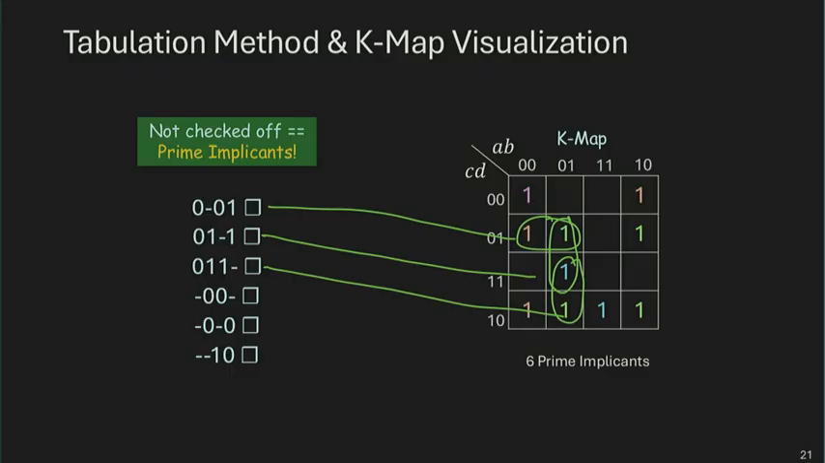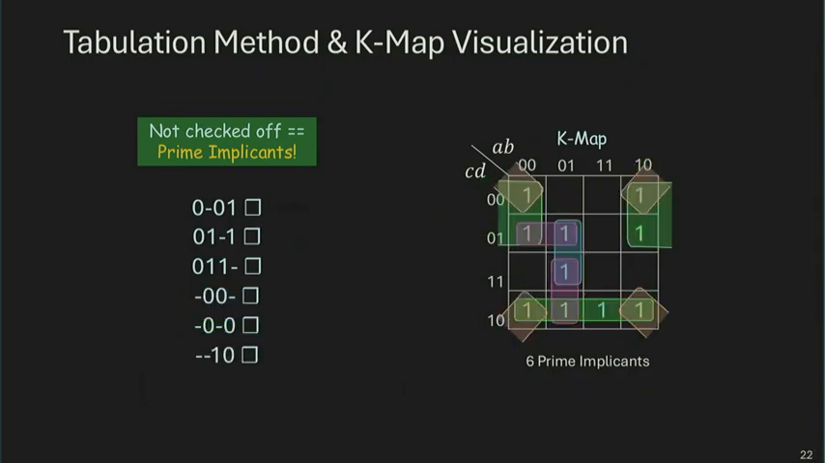Dash 00 dash, so B equals 0, C equals 0. And that is this wraparound implicant. And then you have B equals 0, D equals 0, the four corners. And finally, dash dash 10, the bottom row of minterms. Right. And these are indeed what you should get by just working with K-maps.